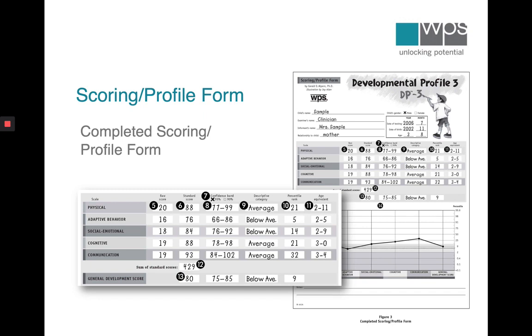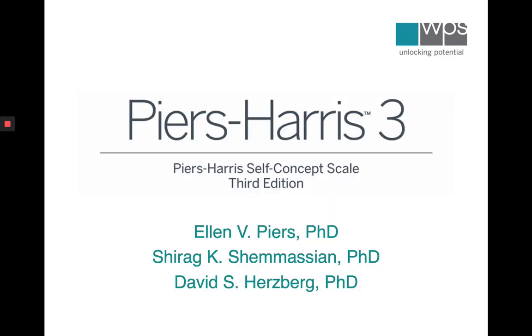Here's an example of what the DP3 scoring profile looks like. It is actually available in color. And as you can see, it's nice, easy to read, easy to complete.